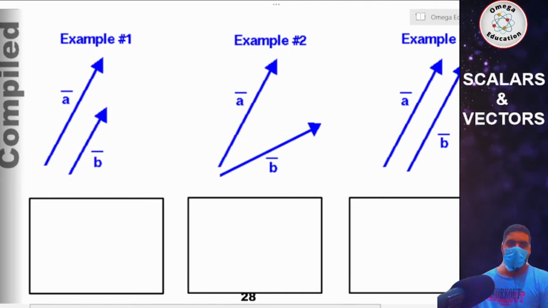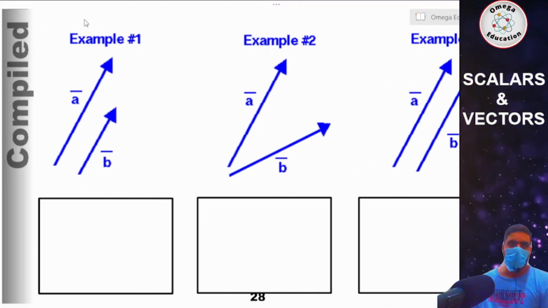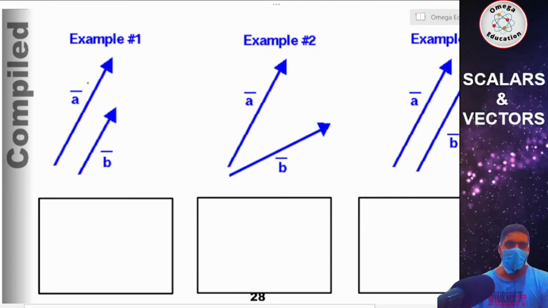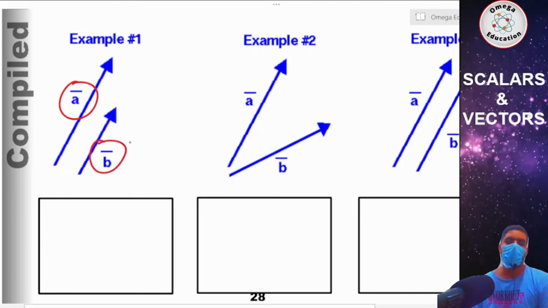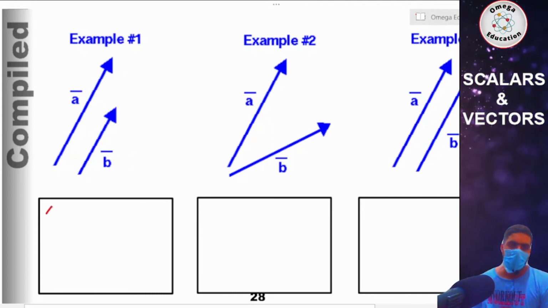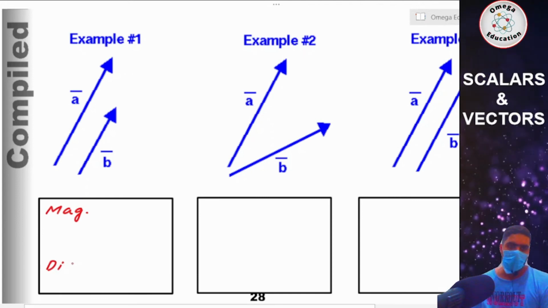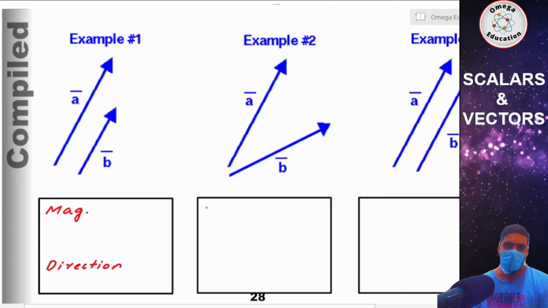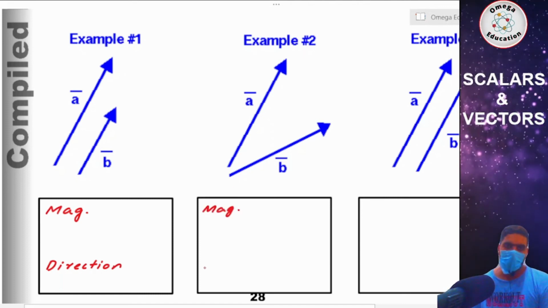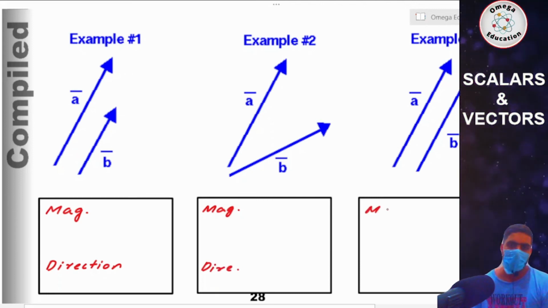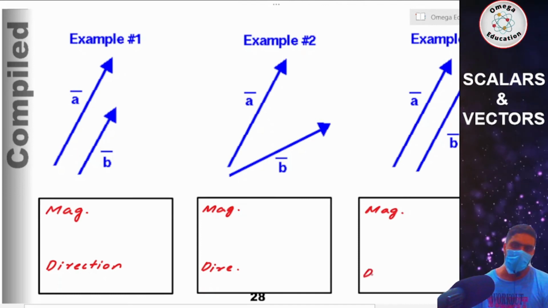For the first one, example number 1, we have a vector, and you see the length of vector A is greater than the length of vector B. So we write magnitude, direction here. We'll be comparing their magnitude and direction for all three cases.